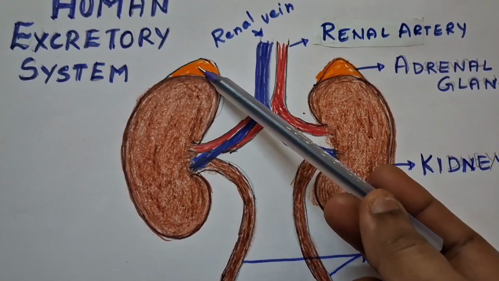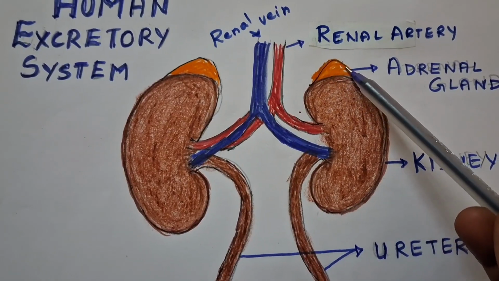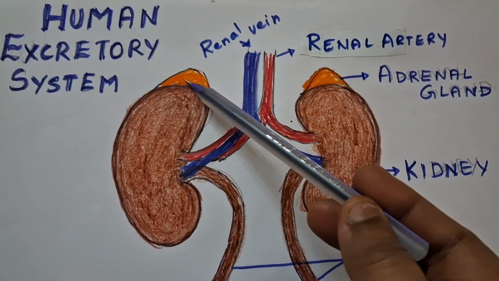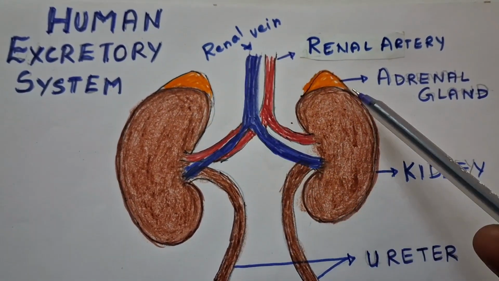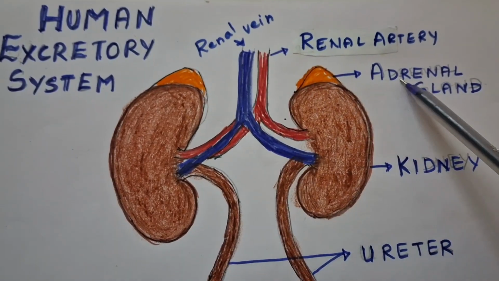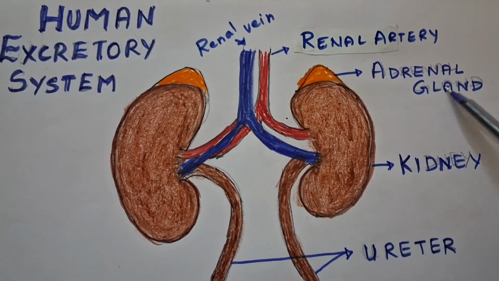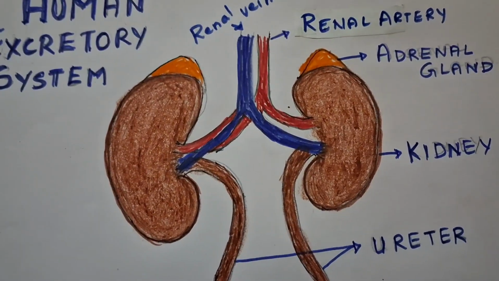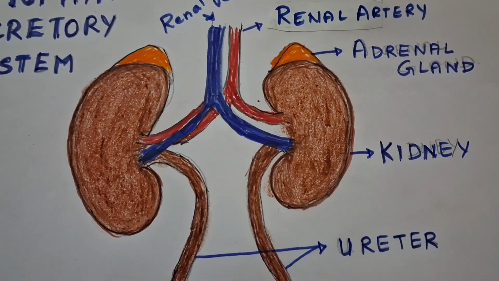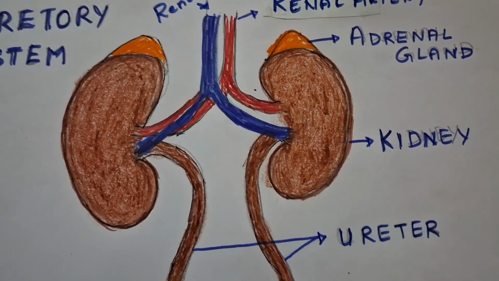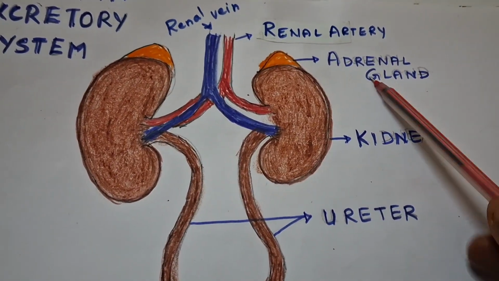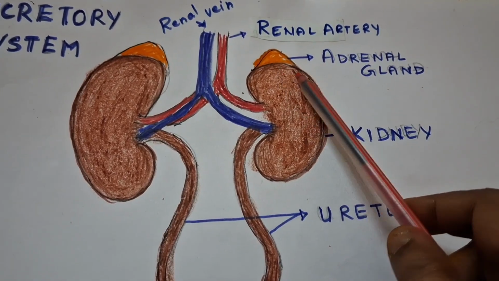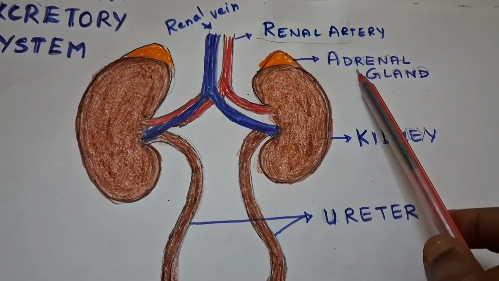These orange colored structures are the adrenal glands. On the kidney you find the adrenal glands located here. The adrenal gland secretes a hormone known as adrenaline. It is an emergency hormone. If the question is asked, name the gland present on the kidney, you have to mention the adrenal gland.